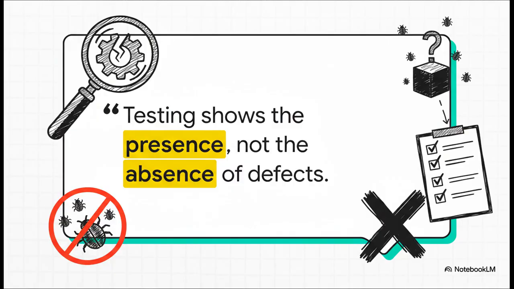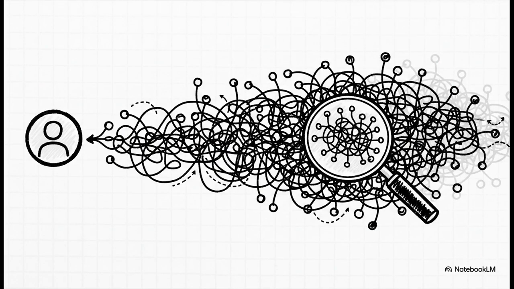It's a really humbling but absolutely critical idea. The bottom line is this. Testing can prove that bugs exist, but it can never, ever prove that a piece of software is 100% bug-free. It's just not possible. No matter how much you test, you can never be totally sure you found every last one. And that flows right into our second principle.